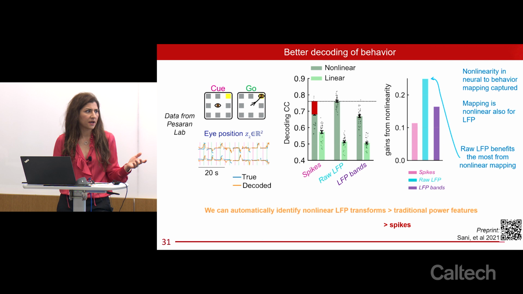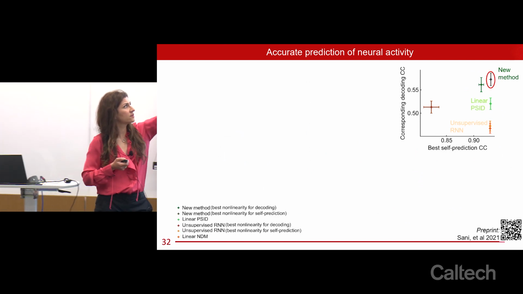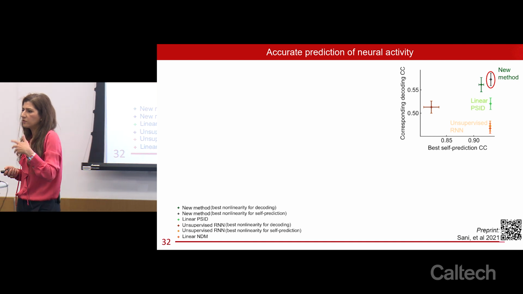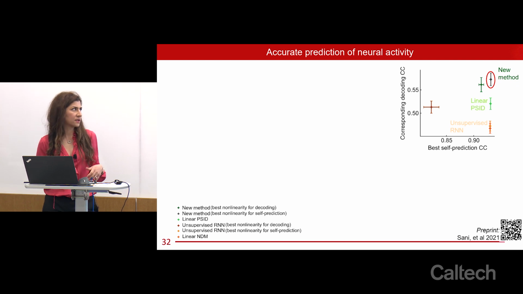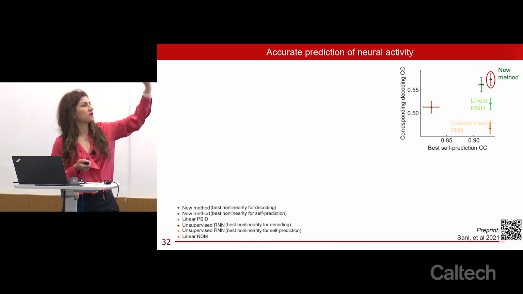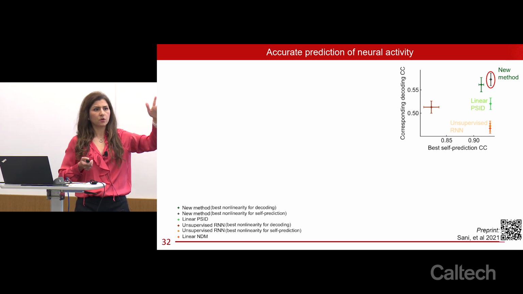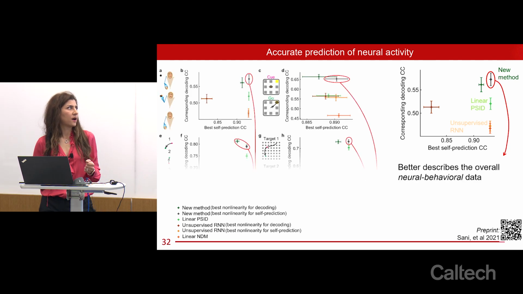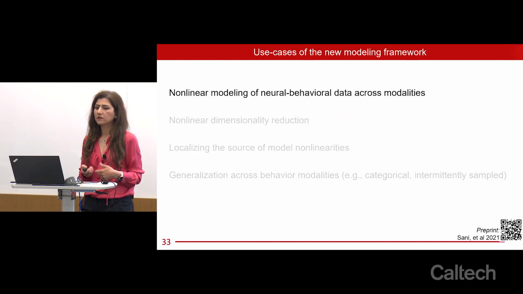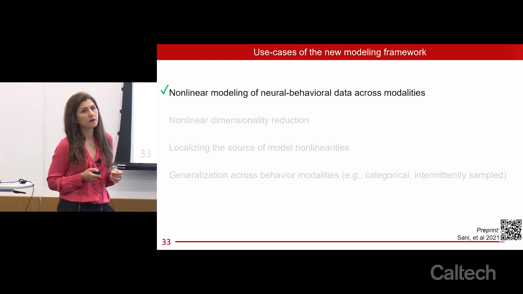But what about the other neural dynamics? At the end of the day, this is a neural behavioral data model. So we looked at the scatter plot of behavior decoding versus neural self-prediction of this method, the nonlinear neural behavioral model, versus linear PSID and unsupervised nonlinear RNNs. And you can see that models that are on the top right corner are on the performance frontier because they're both better in decoding and better or as good in neural prediction. And this method was on the performance frontier in all of the data sets that we had, thus establishing this use case. Yes? Just a clarification, the CC is the correlation coefficient?